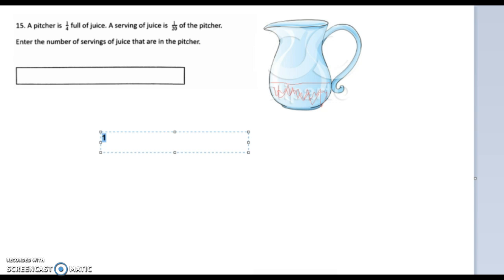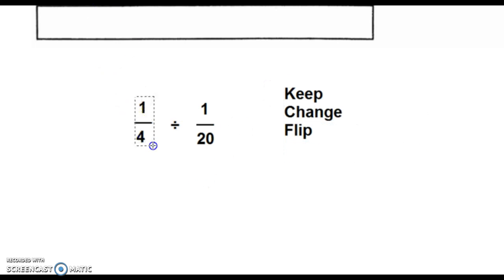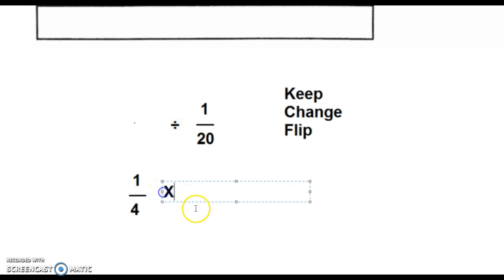1/4 divided by 1/20th. All right, and everyone knows that when we're dividing fractions, we're going to keep, change, flip, right? So let's keep our first fraction. Bring it down here. I'm going to change this one to multiplication. And I'm going to flip this fraction. So this one is going to go on top. And one's going to go on the bottom.